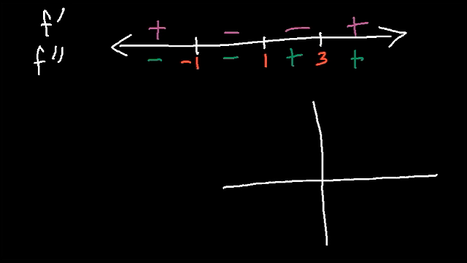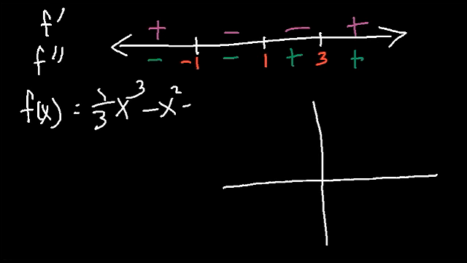Now the original function was 1 over 3 x cubed minus x squared minus 3x plus 4. So let's find the y-intercept. If we plug in 0 for x, y is going to be 4. So we have the first point, (0, 4). And let's say it's somewhere over here.